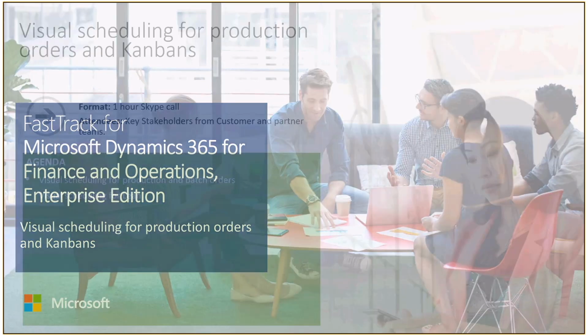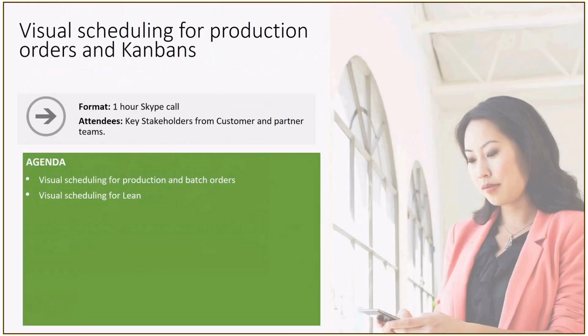On the agenda today, we have two topics: visual scheduling for production and batch orders, and visual scheduling for lean. In visual scheduling for production and batch orders, I'm going to talk about how you can use visual scheduling capabilities to optimize the tactical production plan, taking material and capacity constraints into account. On the topic visual scheduling for lean or Kanbans, I'm going to show you how you can use the new Kanban scheduling board to manually plan and adjust the sequence of manufacturing Kanbans.